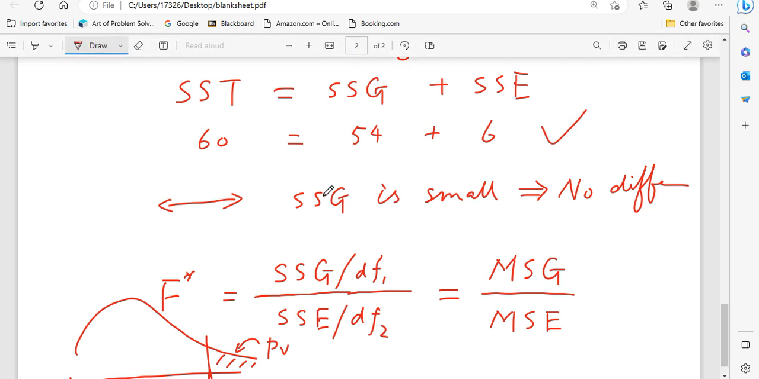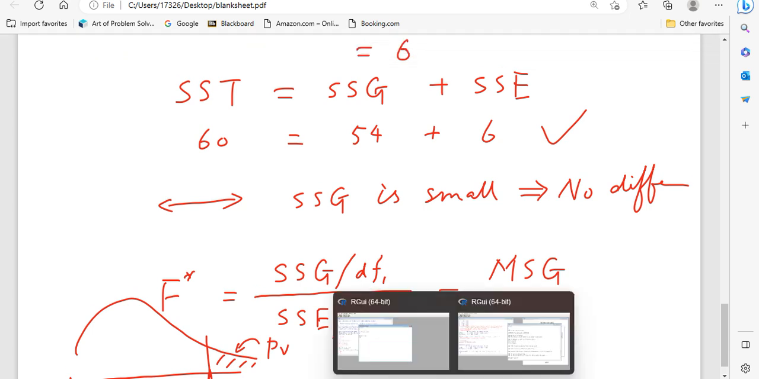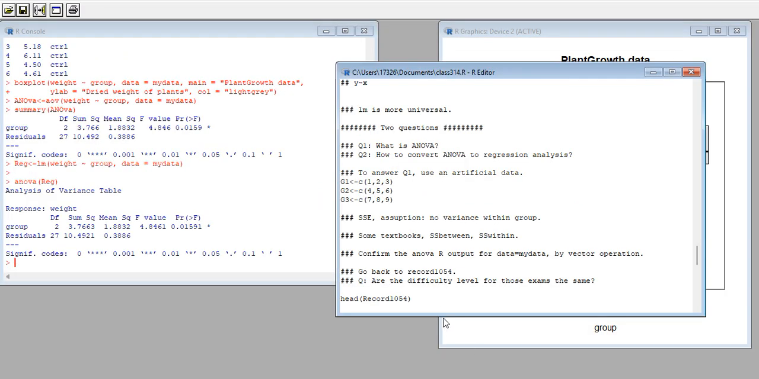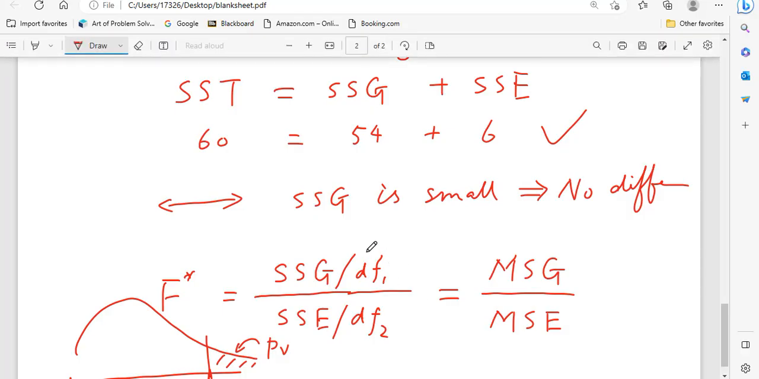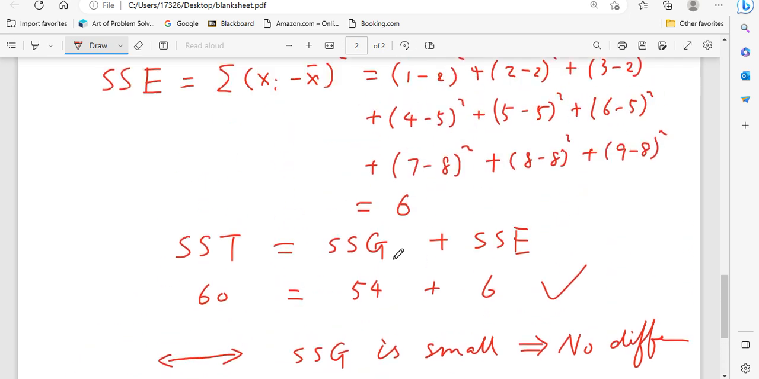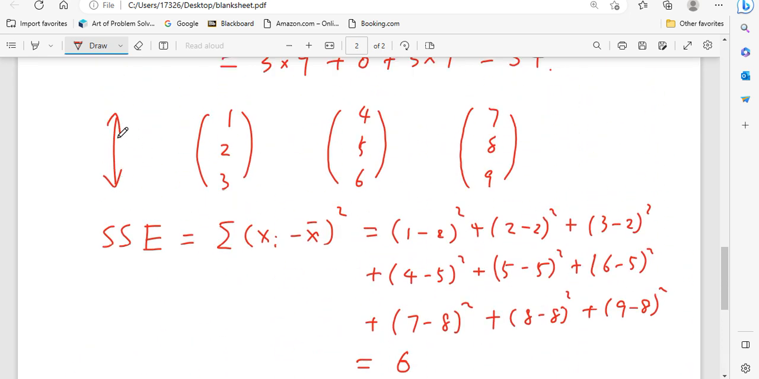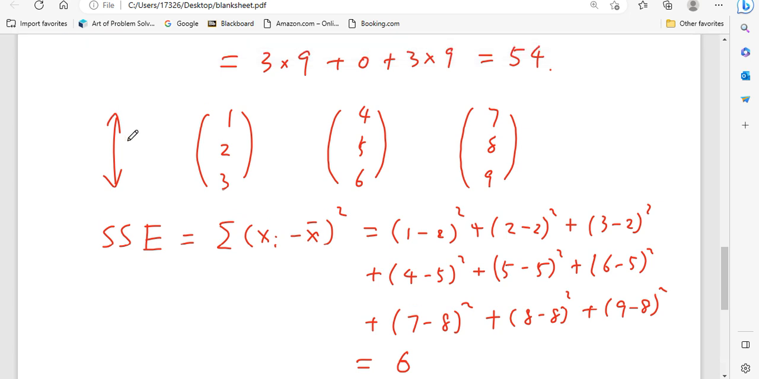Okay, so now let's go back to R. So let's say we call this SSE, the level in this direction. Some textbooks say that, so what does E mean? E means error. E stands for error.